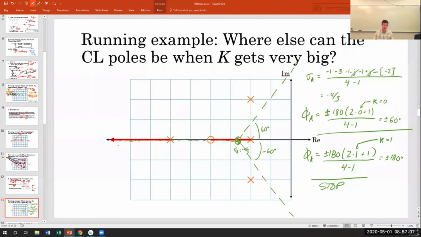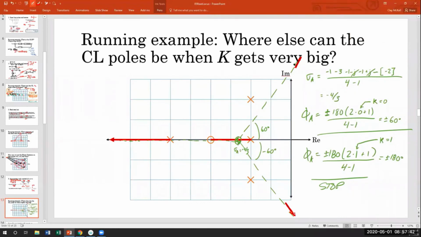So I did this in green because I want to highlight the fact that these dashed lines are not root locus branches. They are not technically part of the root locus. They are merely aids that we can use to help us sketch where the root locus branches go. What you'll commonly see me do at the end is say, okay, well, we know that the root locus branch needs to approach this and it needs to approach this. And that's about all we can get.